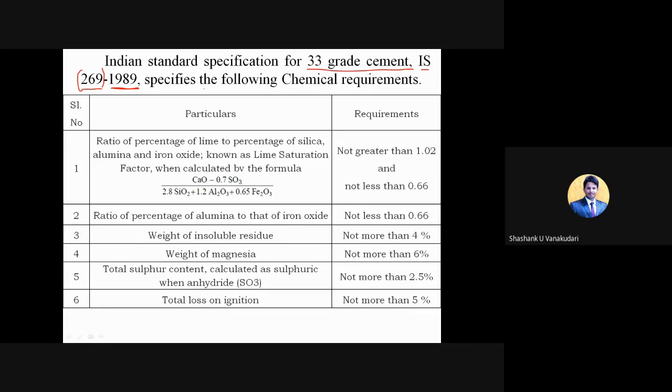Clear? And here the first particular you can see is the ratio of percentage of lime to percentage of silica, alumina, and iron oxides, known as lime saturation factor. When calculated by the given formula, you substitute whatever percentages come after the particular test on that cement. So here you will get the calcium oxide percentage, and here you will get the sulfate percentage, and then here silicon dioxide, and then aluminum oxide and iron oxide.